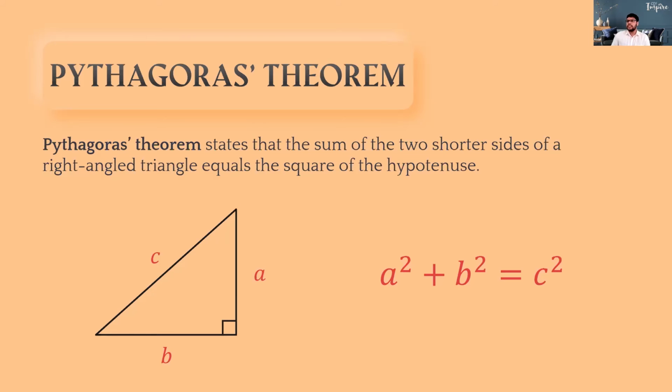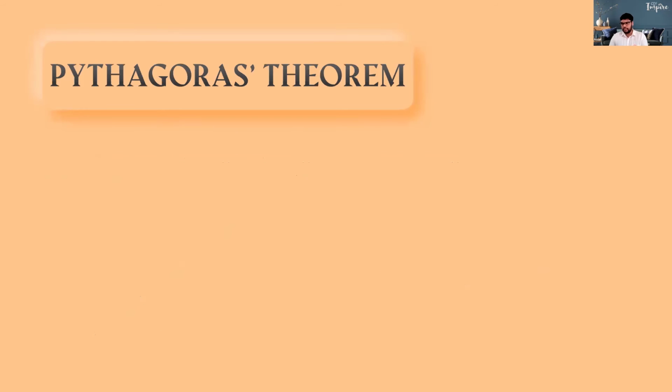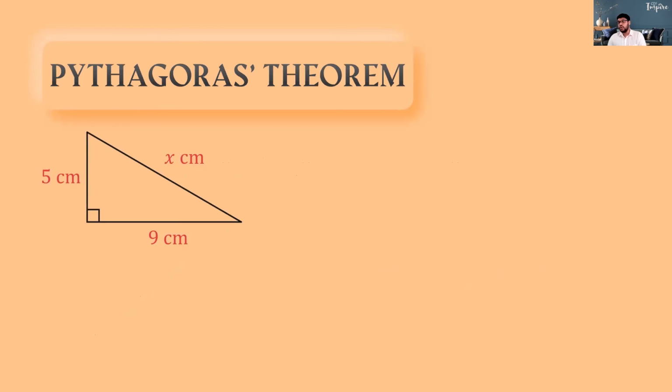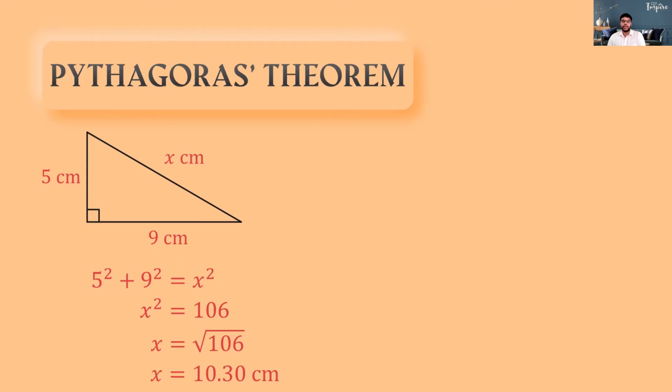Okay. So children, I also have a couple of examples from Pythagoras theorem, right? In this case, children, you can see the hypotenuse is the one that we don't know, x. So this is going to be 5 squared plus 9 squared equals x squared, right? So 5 squared plus 9 squared gives us 106. You take the square root, and that gives us 10.30 centimeters as the side length.